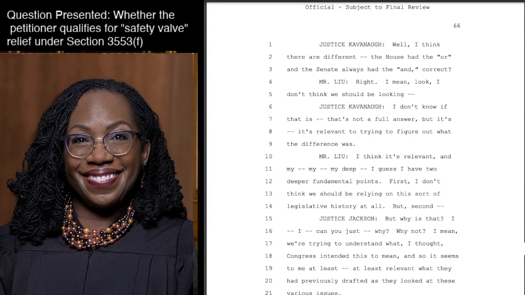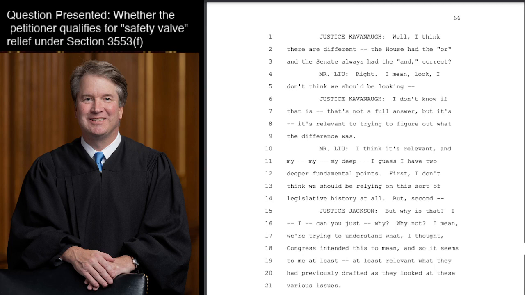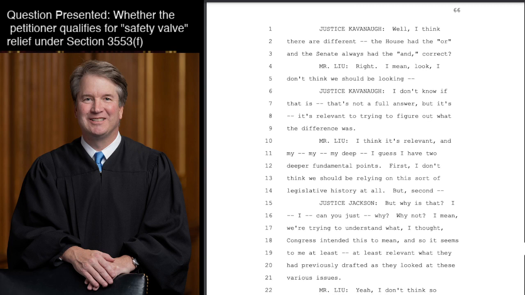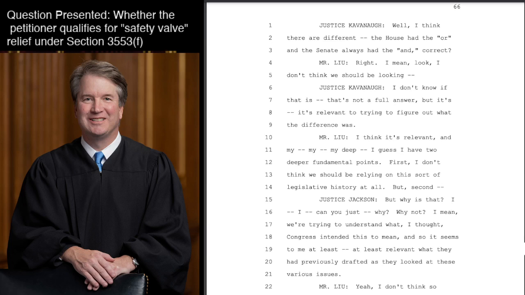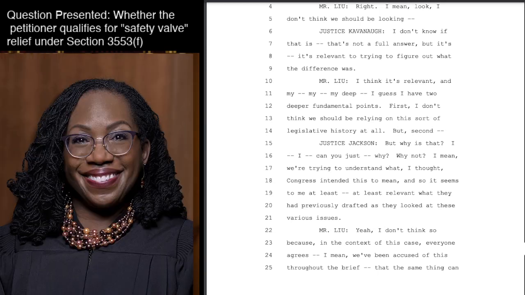The House had the "or" and the Senate always had the "and," correct? Right. I mean, look, if that's not a full answer, it's relevant to trying to figure out what the difference was. I think it's relevant, and I guess I have 2 deeper fundamental points. First, I don't think we should be relying on this sort of legislative history at all. But second — But why is that? Why not? I mean, we're trying to understand what I thought Congress intended this to mean. And so it seems to me at least relevant what they had previously drafted as they looked at these various issues.